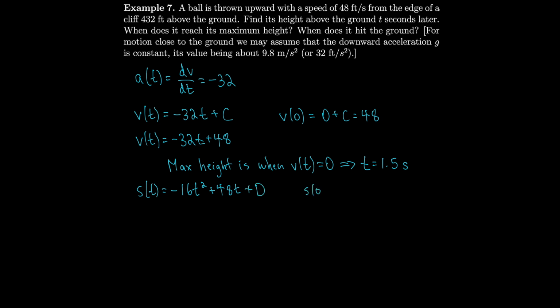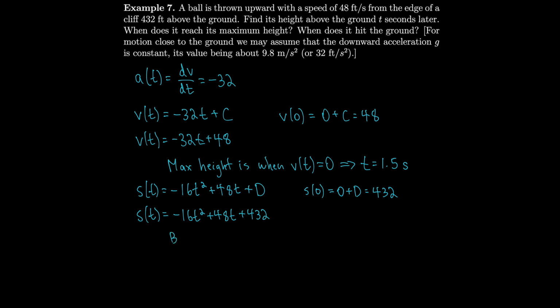Again, they gave us an initial value. They told us that it's thrown upward from the edge of the cliff 432 feet above the ground. So that means that if we plug in 0, 0 plus d must be equal to 432. So that means d must be 432. So now we have our position function all filled in. Minus 16t squared plus 48t plus 432.